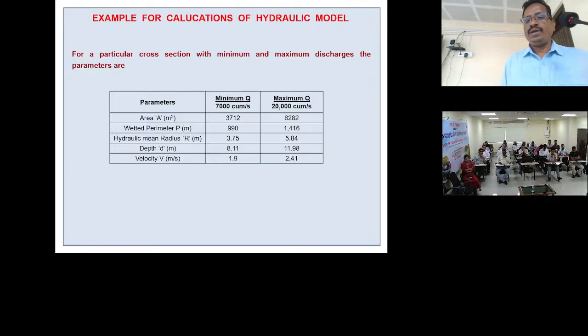cube per meter square. For 20,000, 8,282 meter square. And wetted perimeter for this particular discharge is 990 meters and 1,416. And the hydraulic mean radius is 3.75, 5.84. Depth at the particular cross section is 8.11 and 11.98, and velocity is 1.9 and 2.41.